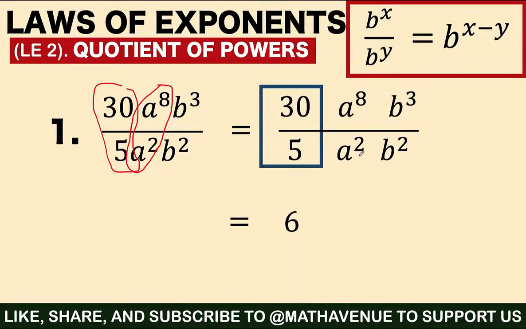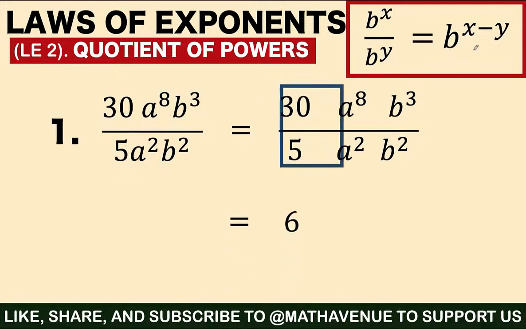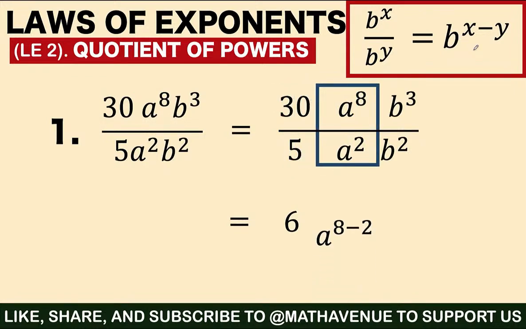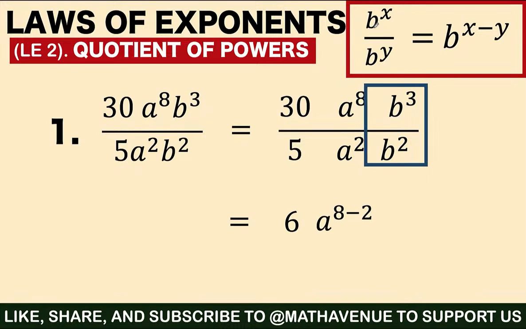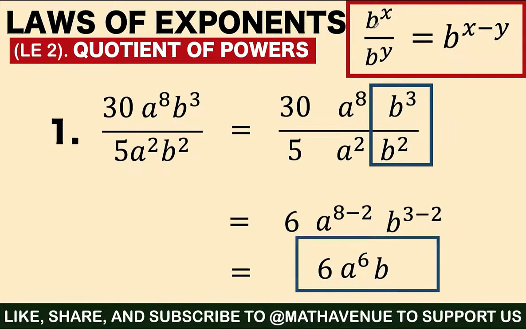A to the 8 divided by a squared, we are now going to apply this law of exponent number 2. So that becomes a to the 8 minus 2. When the bases are the same, we copy the common base and we subtract the exponents, 8 minus 2. That happens when we divide exponential numbers. And the third one would be b cubed divided by b squared becomes b raised to 3 minus 2. Then simplifying, this becomes 6 a to the 6th b to the first. When the exponent is 1, you don't have to write that anymore. It's already understood that the exponent here is 1.